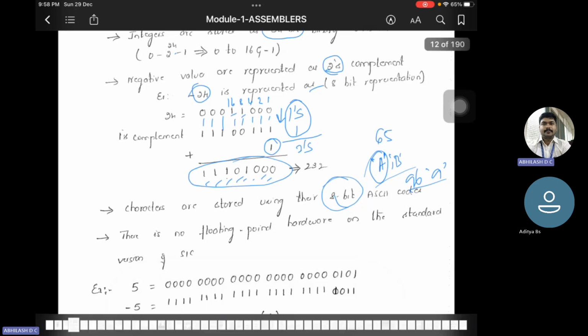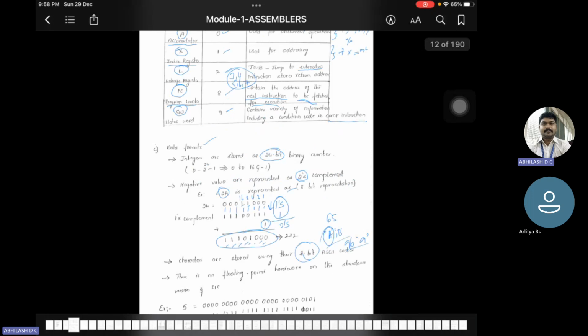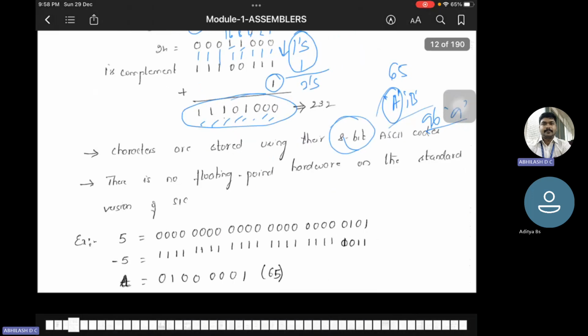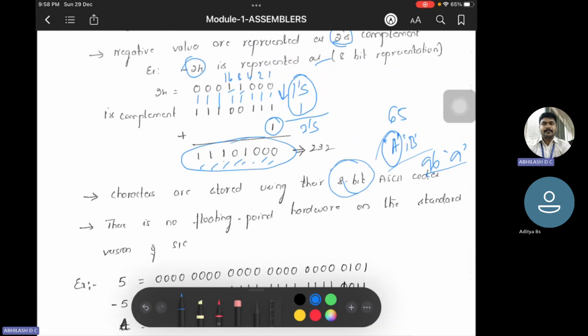There is no floating point hardware in the standard version of SIC. This one you have to know. In SIC, we do not have floating point hardware on the standard version, I mean, it cannot calculate the decimal point values, right?